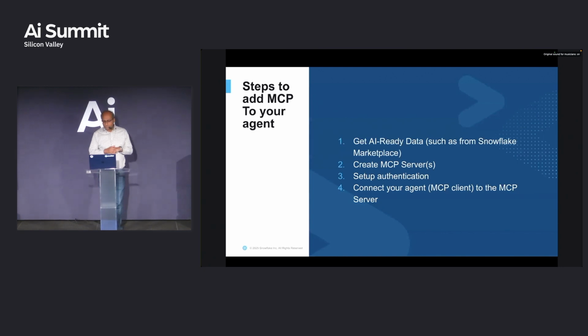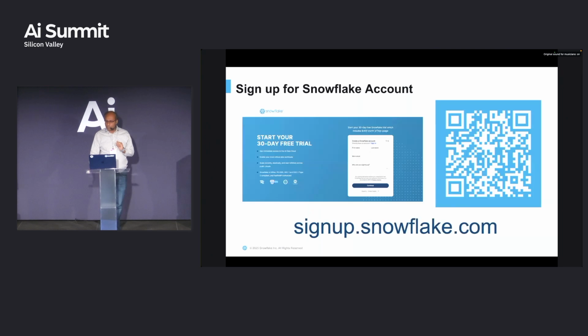So in order to do that, there are a few steps. We want to get AI-ready data, and one source for this, for the purpose of today's workshop, is Snowflake's marketplace, which has a bunch of data sets that you can play with. Then you create these MCP servers, set up authentication, and then connect your agent to the MCP server to run a set of queries. So to do this hands-on, you can sign up for a free trial account for Snowflake.